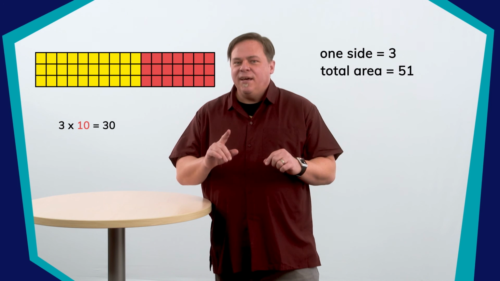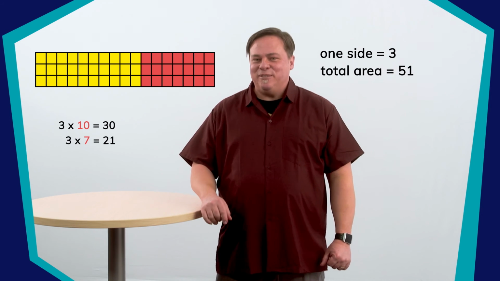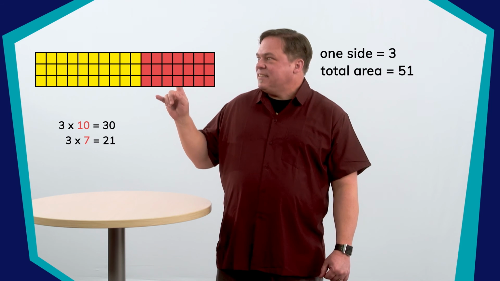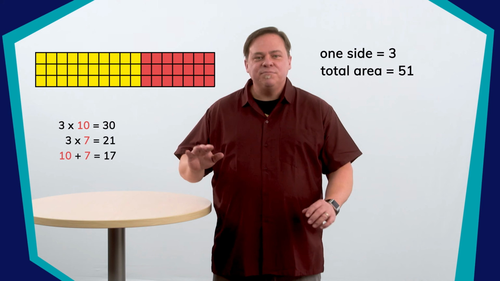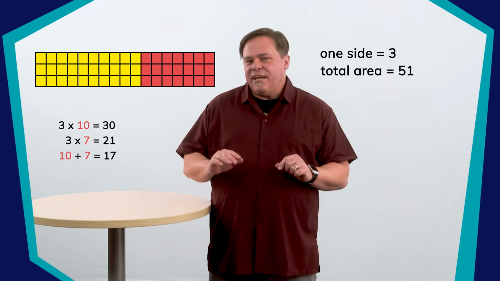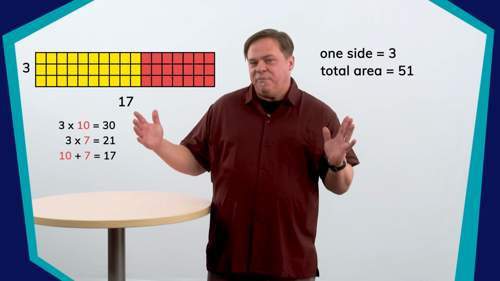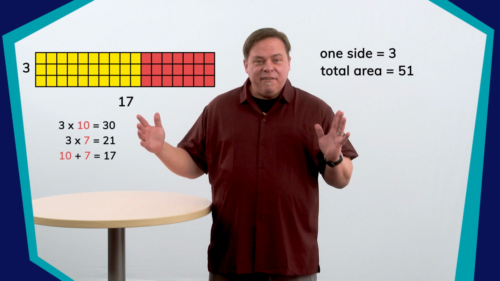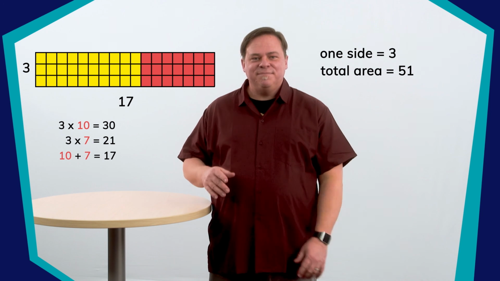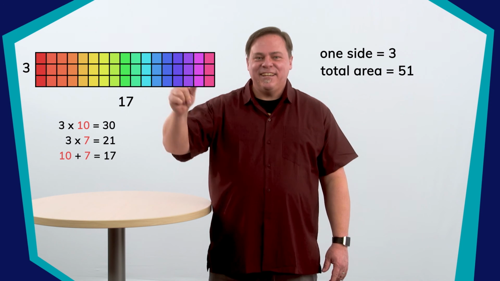21 left. I know that 3 times 7 is 21. That's one of my multiplication facts. So the length of the side is 17. I'll draw this out like a grid. The rectangle is 3 blocks high by 17 blocks wide. When I look at this, I see 17 groups of 3. I'll color them in like this.